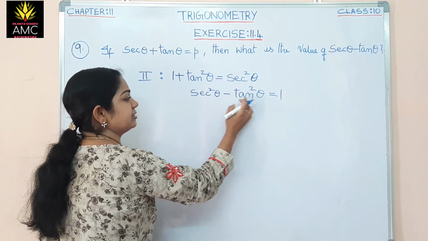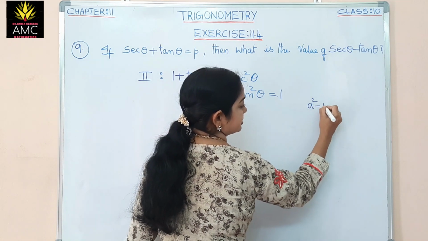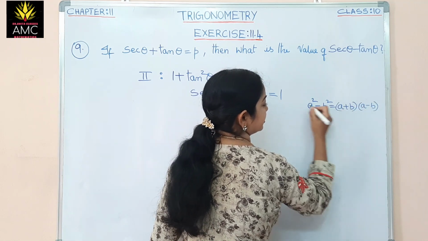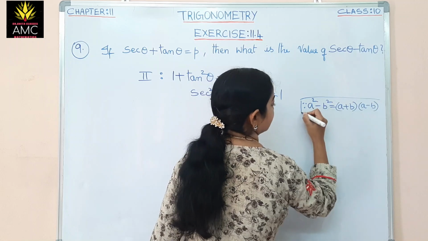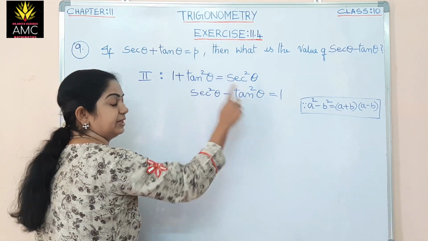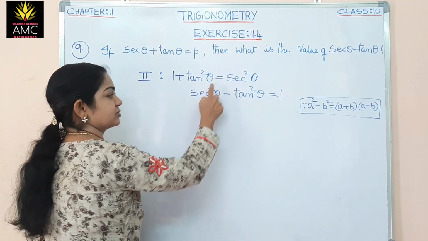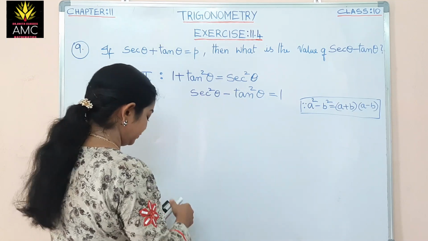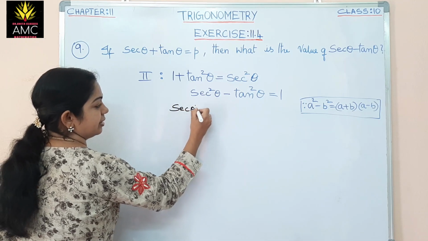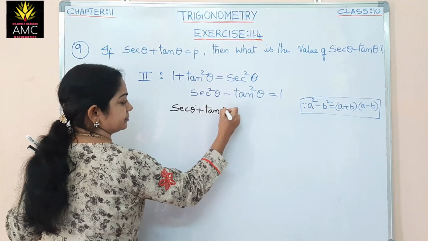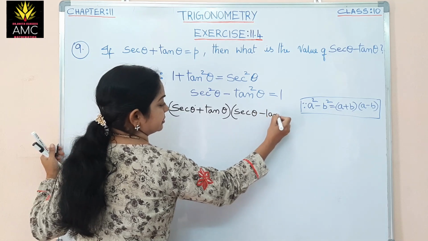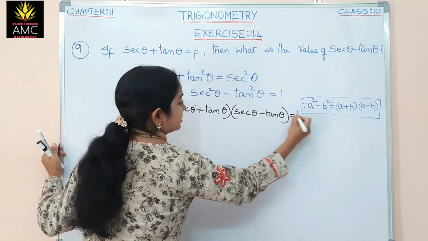Right. Now this is in the form of A square minus B square. So that comes to A plus B into A minus B. So where A is secant, B is tan, let us suppose. So A square minus B square, we'll expand this in the form of A plus B into A minus B. Where A is secant theta, A plus B, just this I have expanded: secant theta plus tan theta into secant theta minus tan theta. This is given as 1, isn't it?